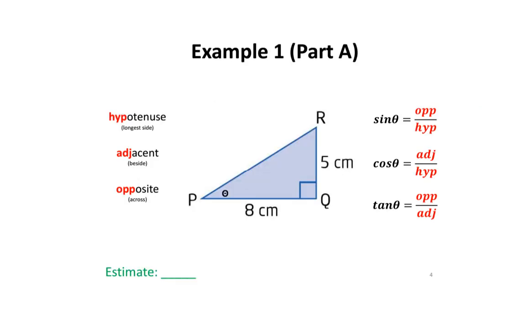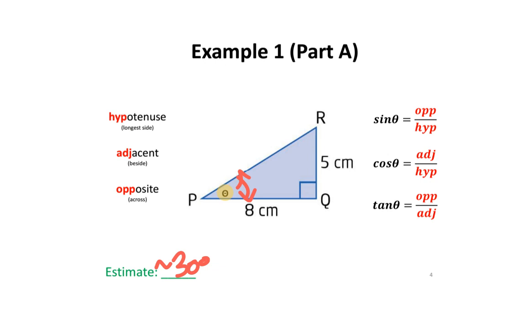In our first example, we have a right triangle. We want to find this unknown, labeled theta. In other words, we want to find this unknown angle. Before doing any calculations, let's make an estimate of this unknown angle. Is it a right angle, an obtuse angle, or an acute angle? This is definitely an acute angle, and it appears to be about 30 degrees, and that is going to be my estimate.